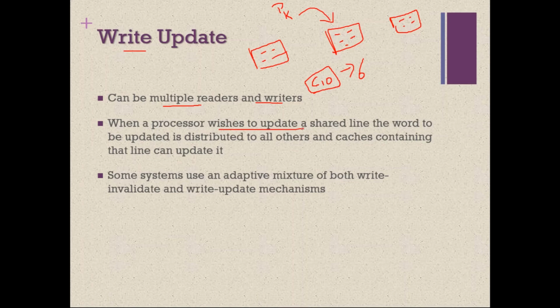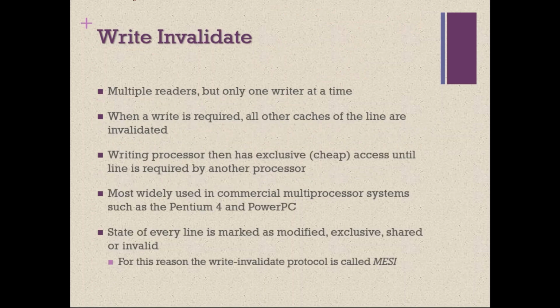When a processor wishes to update a shared line, the word to be updated is distributed to all others, and caches containing the line can update it. So the word that it is going to update, it will distribute to everybody, saying I am going to make this update, so you also update it. So this is about write update. We are not going to discuss write update in detail. We are going to discuss write invalidate in detail, which can also be called the MESI, messy protocol. That's what we are going to discuss next.